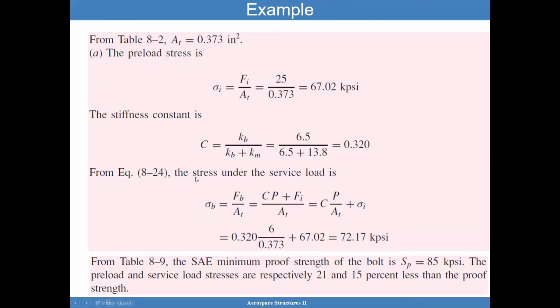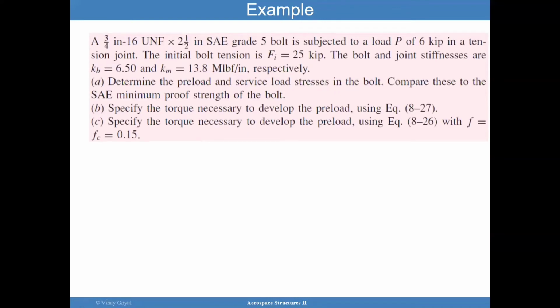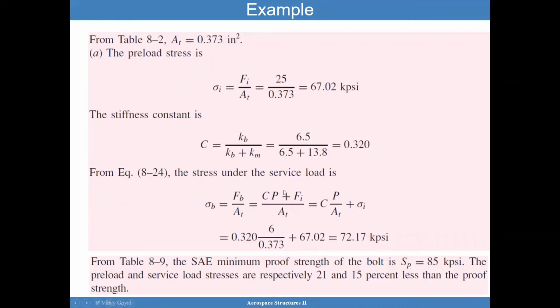Once you have that, you can calculate the stress under the service load that's provided on the bolt. So the bolt stress is going to be C times P, and P is going to be the load of 6 kips that's applied to each bolt. So you have 6 times C plus the preload, divided by the area, which gives you the stress acting on that bolt. The minimum proof strength is 85. And so we can see here that it's lower than 85.